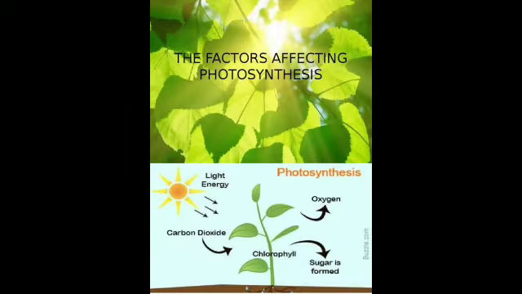Next, factors affecting photosynthesis. First one, internal factors: pigments, leaf age, accumulation of carbohydrates, hormones. Second one, external factors: light, carbon dioxide, temperature, water and mineral elements. These are factors affecting photosynthesis.